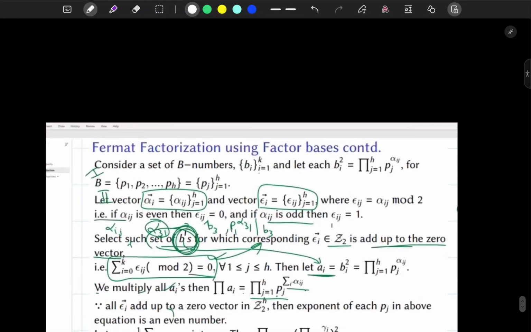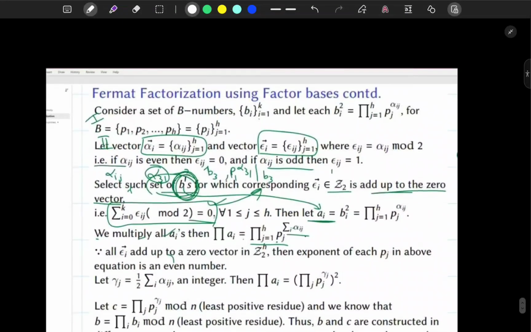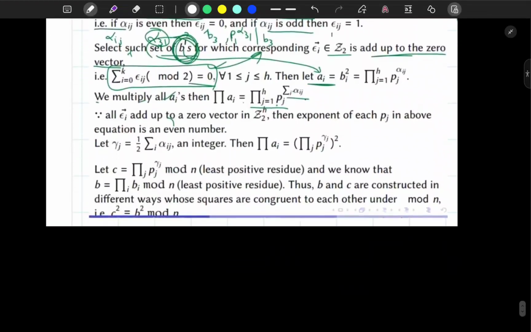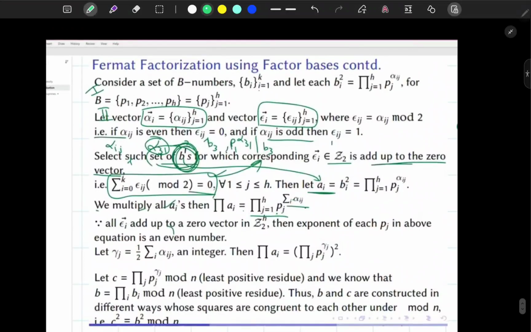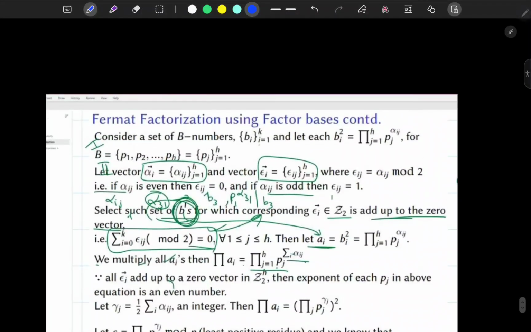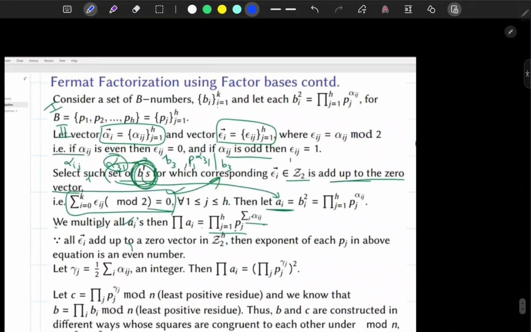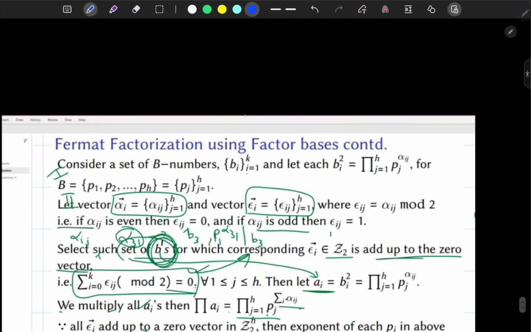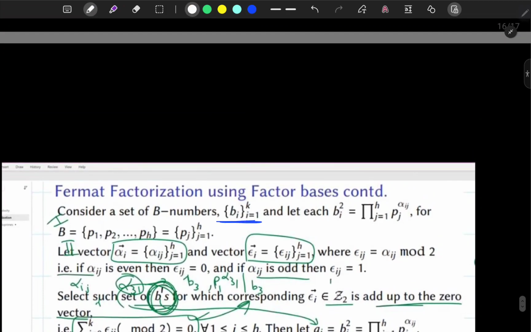So go to the next concept. Now we will see about Fermat factorization. We will see only a few things in this class, and the remaining we can see in the next class. Okay, so see here, let's study it. Consider the set of B numbers. So the first step is to consider the set of B numbers.